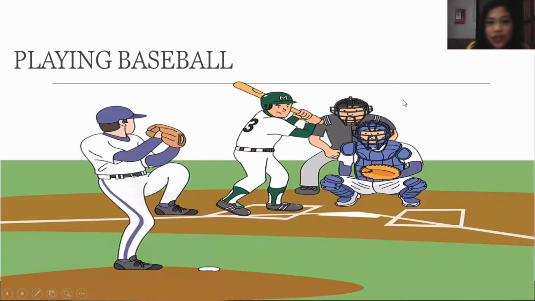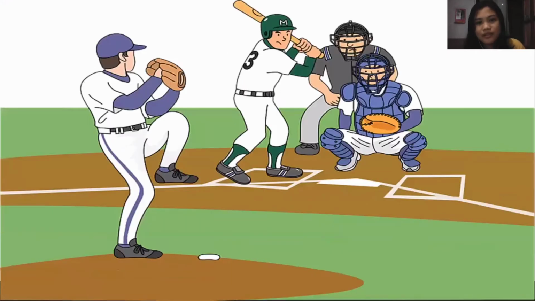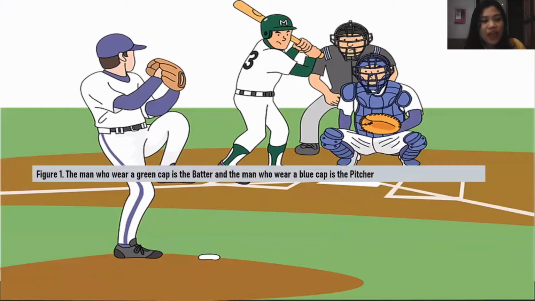So as we can see here, there are four men who are playing baseball, okay? So this is the scenario. So a baseball is also a sports event. So the man who wears a green cap is the batter. And the man who wears the blue cap is the pitcher. Of course, the batter holds the bat. And then the pitcher holds the ball and then will pitch the ball.